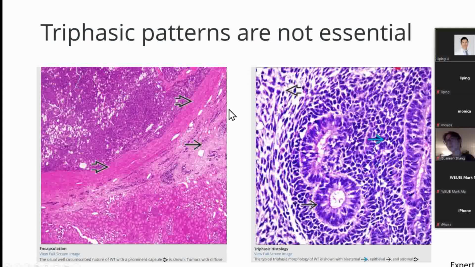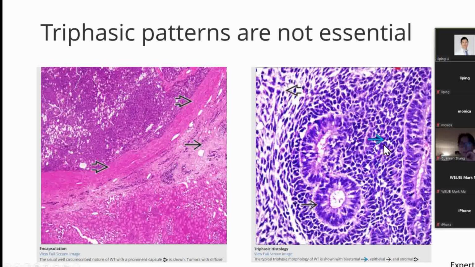So again, low power. This one is different from the metanephric adenoma because we can see the tumor is well circumscribed, but we can see this thick capsule or maybe pseudocapsule. And then this is the normal kidney. And then the classic Wilms tumor, we can see a triphasic pattern. That is the stroma, the spindle cell, and then forming any gland, any tubule, that is the epithelioid component.